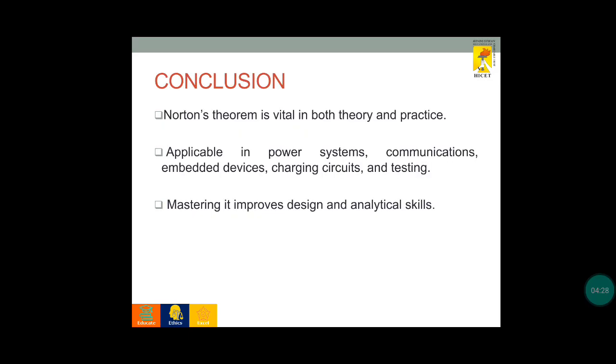Conclusion: Norton's theorem is very important in both theory and practical ways. It is mostly applicable in power systems, communications, embedded systems and charging circuits, and also for testing. If we master this theorem, we can improve our design and analytical skills too.